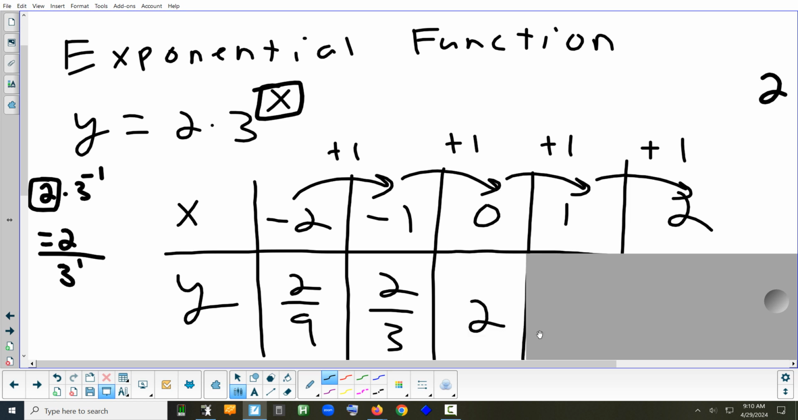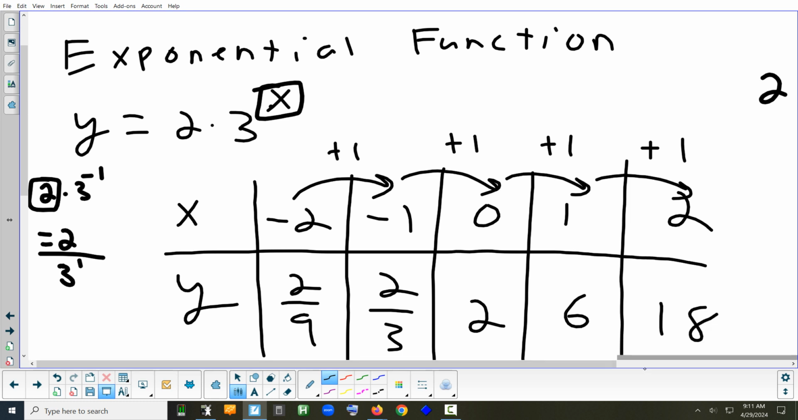Now let's plug in 1. What's 3 to the first power? 3, and then times 2. 6. So that's 6. And now let's plug in 2. What's 3 to the second power? 9. And what's 9 times 2? 18. Okay, so now we have our y values.